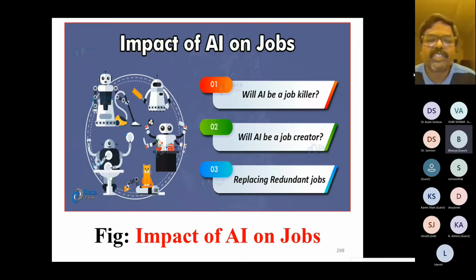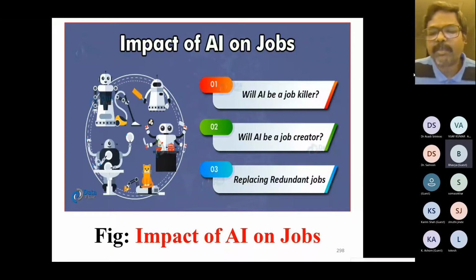So, the impact of AI on jobs. Day by day, artificial intelligence is increasing its impact, especially in jobs. Definitely you can expect that after 10 years, there will be no human being working for any application. All robots will work. So will AI be a job killer? Yes, I can expect that after 10 years. Will AI be a job creator? Sometimes, yes. Replacing redundant jobs? Yes, 100%. Wherever automation applications are present, we are replacing redundant jobs.